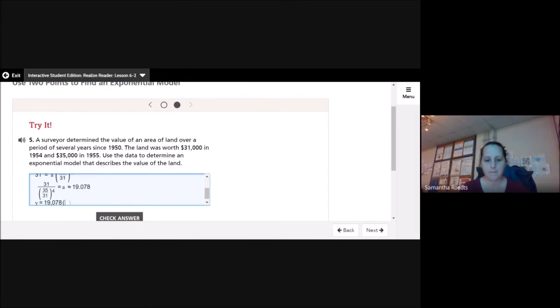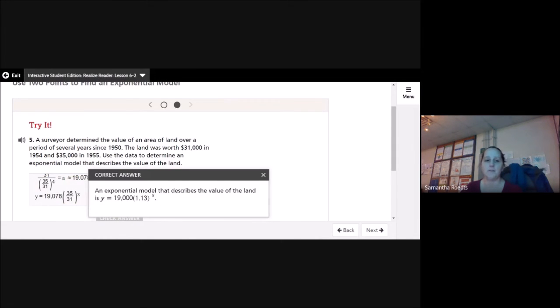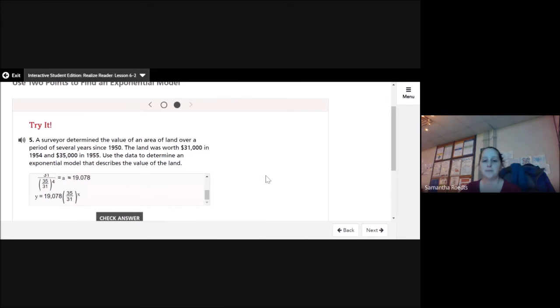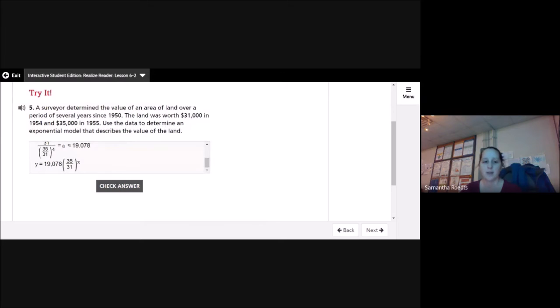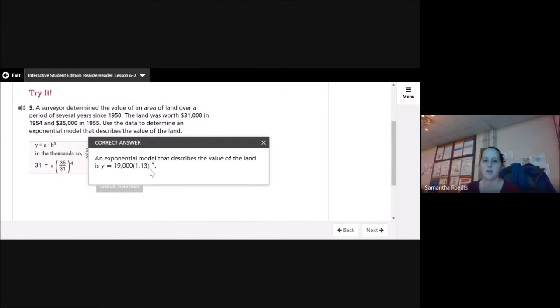$19,078 times 1.13 to the x power. Okay. This may not be the exact answer. If they used 35, they might have gotten a slightly different answer. So they probably used 5 and 35. You're close enough. So this is an exponential model that describes the value of the land. And again, it's at 1.13. They use 1.13.